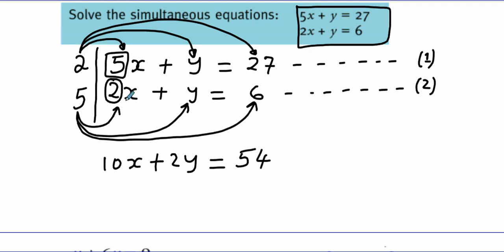Okay? 5 times 2x is 10x. 5 times y is 5y. 5 times 6 is 30. Let me check closely. That will be 10x, 5y, 30. Yes, I hope we are correct.